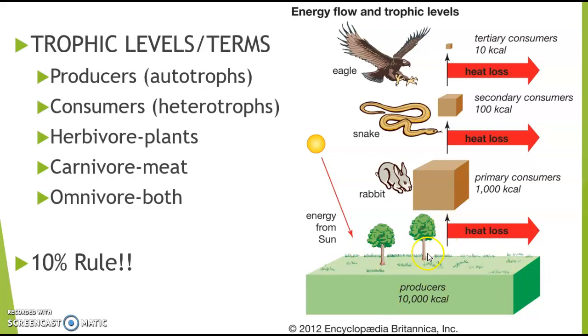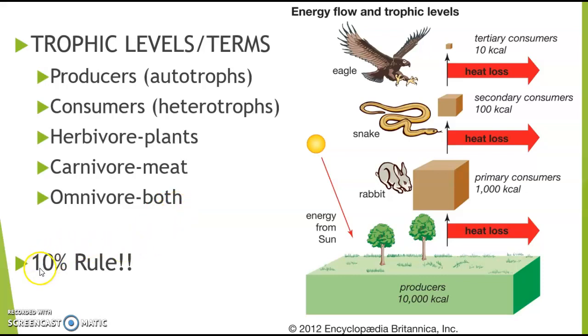Everything above producers are considered heterotrophs. Heterotrophs have to consume something to gain their energy. Versus producers on the bottom, energy from the sun. Autotrophs, everything above that, we consider those consumers or heterotrophs because they actually have to consume something to gain their energy. A couple other terms off to the side here. Again, probably a refresher. Herbivores eat primarily plants. Carnivores eat meat. Omnivores eat both plant and animal matter.